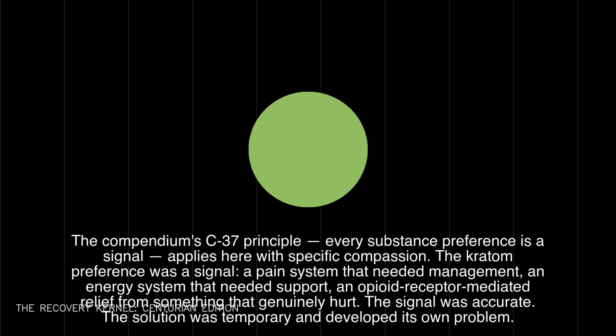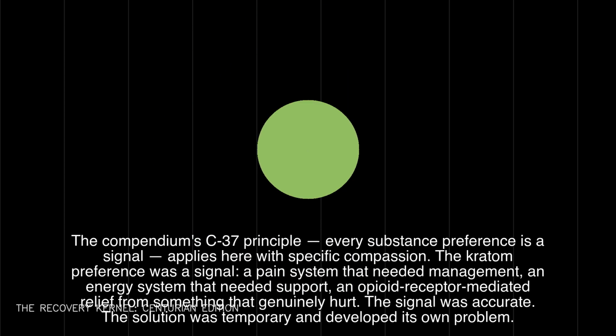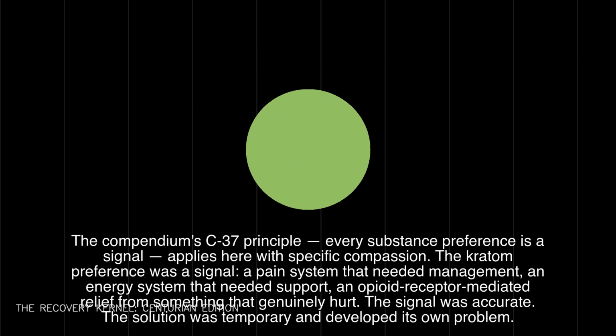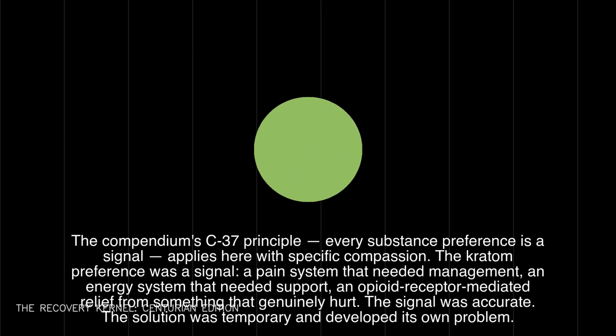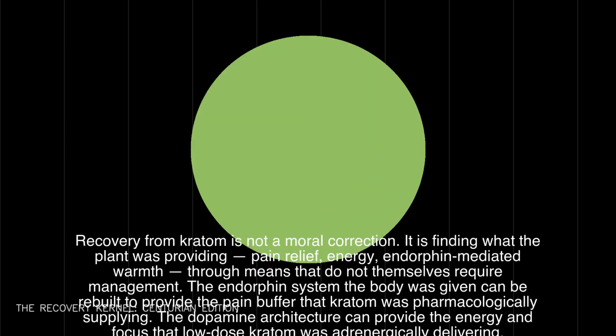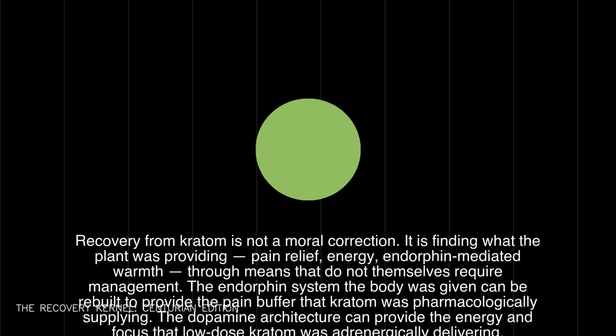The Compendium C37 principle, every substance preference is a signal, applies here with specific compassion. The kratom preference was a signal: a pain system that needed management, an energy system that needed support, an opioid receptor-mediated relief from something that genuinely hurt. The signal was accurate. The solution was temporary and developed its own problem. Recovery from kratom is not a moral correction.